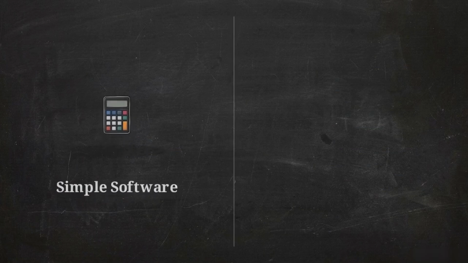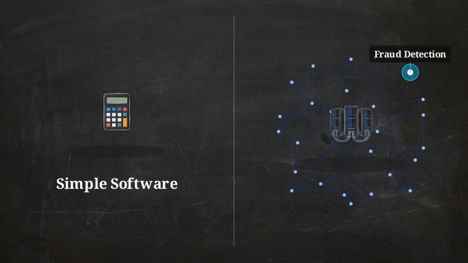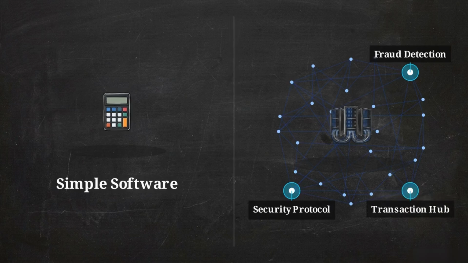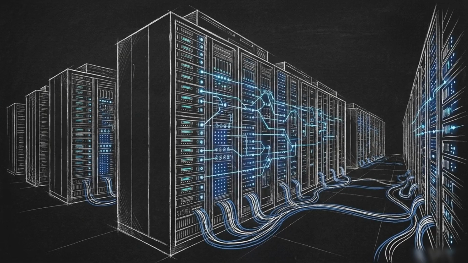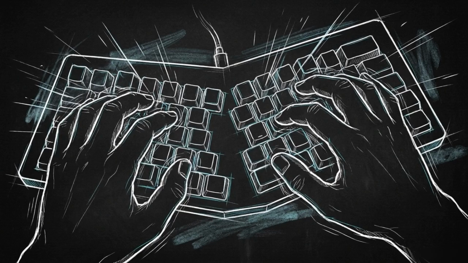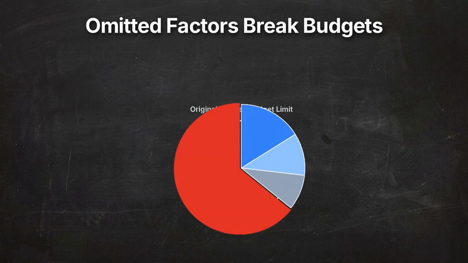Here is a direct comparison showing a simple standalone calculator app on the left and a dense enterprise architecture on the right. Building the calculator requires minimal effort, but an enterprise banking system requires broad detection algorithms, strict security protocols, and real-time transaction processing. That added complexity requires specialized testing, premium cloud platforms, and highly experienced developers. Missing even one of these amplifying factors during your initial planning guarantees a budget overrun.